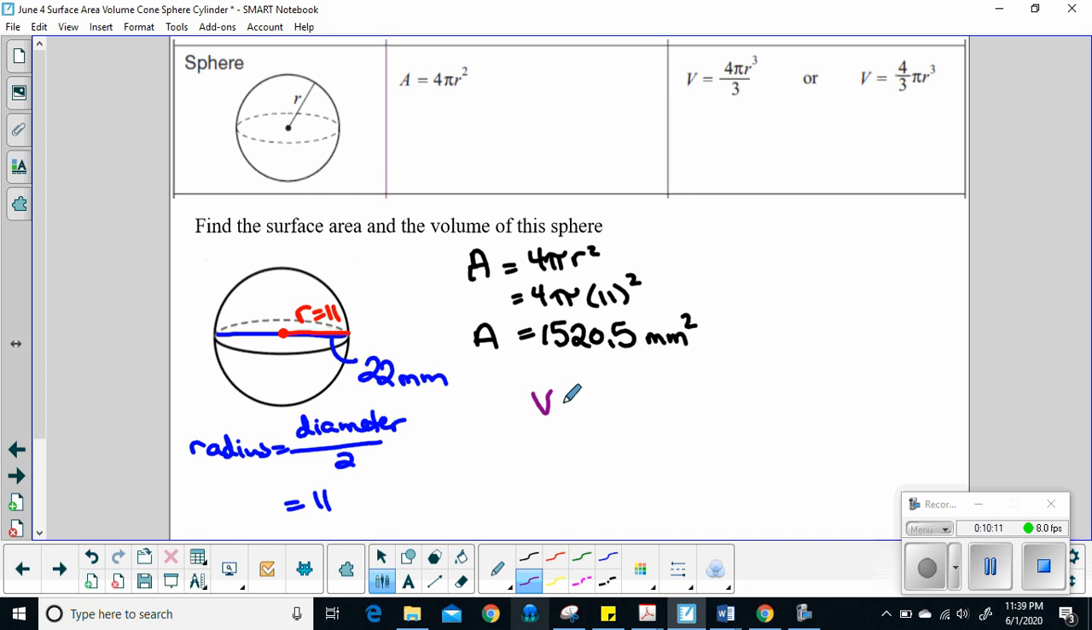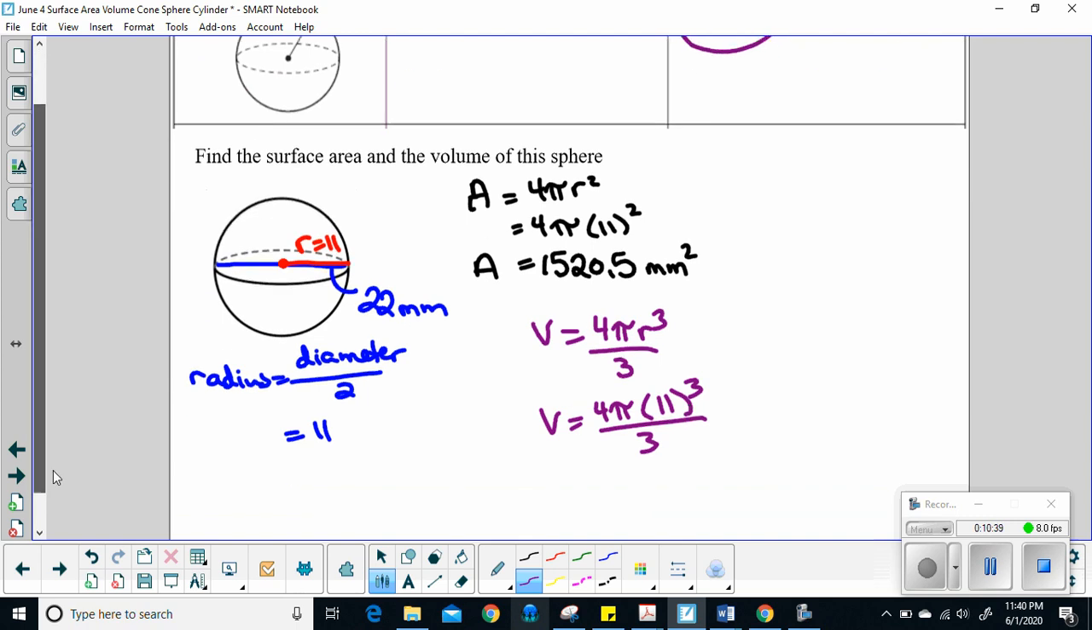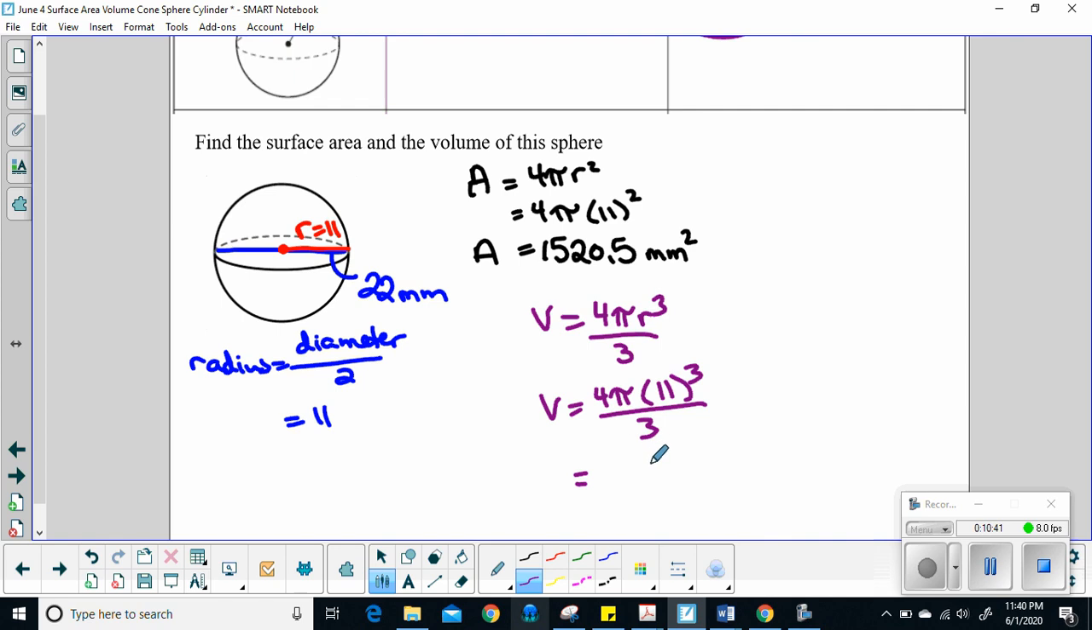Okay. Volume, doesn't matter which version we use. Let's do the everything over 3 version. 4 pi r cubed all divided by 3. Pop in your numbers. We just said our radius is 11 cubed, all divided by 3. Straightforward, 4 times pi times 11 cubed. That might be a little tricky for some of you. Divided by 3, depending on what your calculator looks like. So you should get an answer of 5575 point, round that to 3 millimeters cubed.